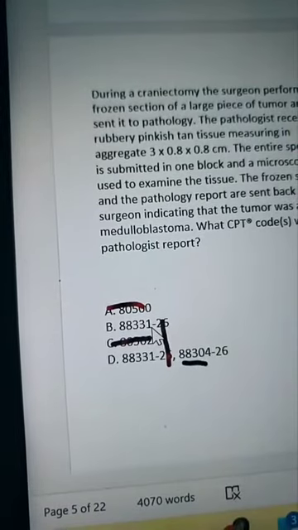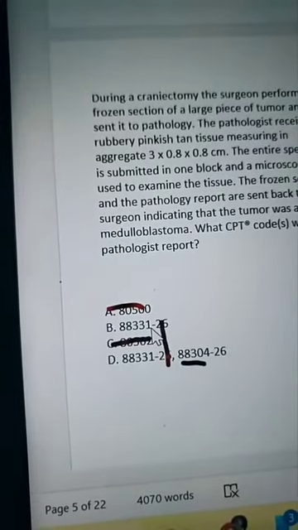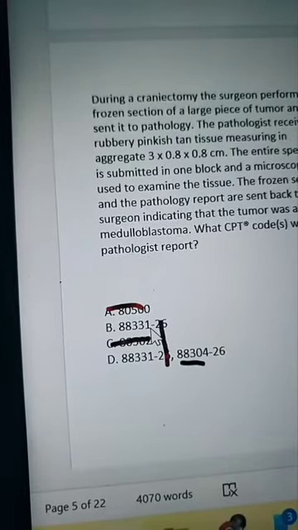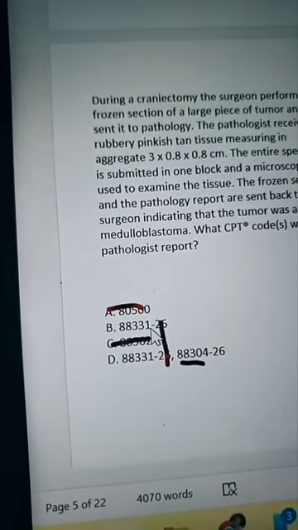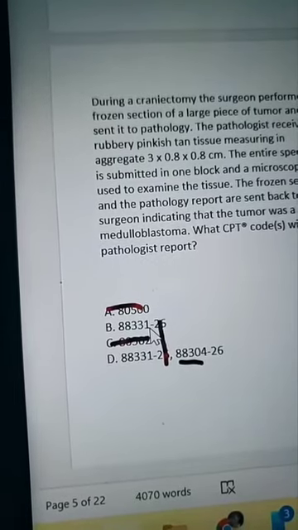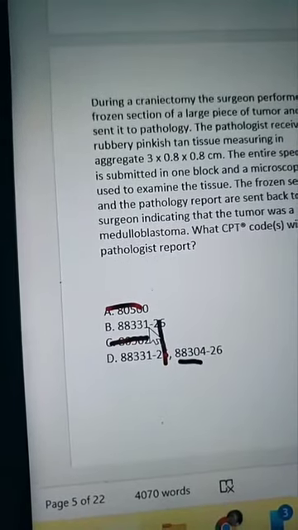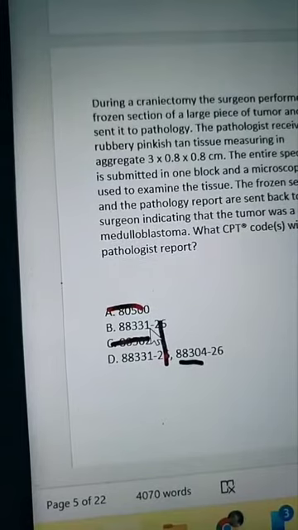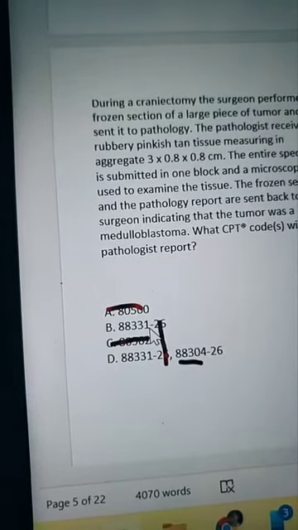88331 is what? What the heck is that? Way up here at the top. No, bottom. Pathology consult during surgery, first tissue block with frozen section single. It says we have a parenthetical note down at the bottom. Use 88332 in conjunction with 88331.